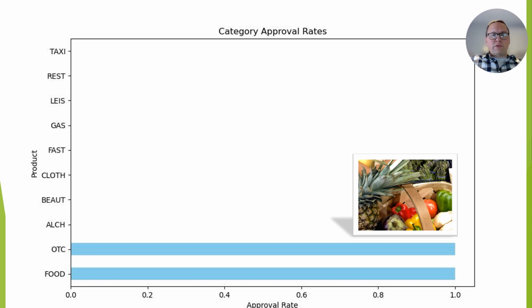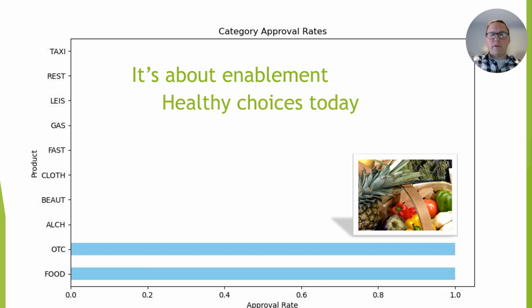This chart shows approval rates by category. Down here in OTC and food, 100% of the purchases were approved, and these other purchases were approved at a rate of 0%. And again, one of the themes of the company is that it's about enabling healthier choices. Healthy choices today mean lowered medical costs later. Help your clients make a healthier choice by giving them this filtered spend debit card.